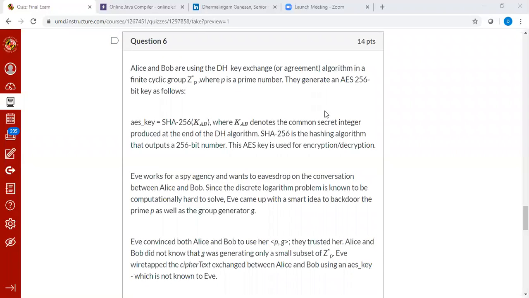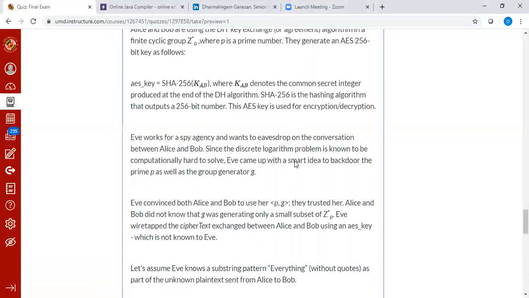They generate an AES 256-bit key as follows. They use the SHA function, which is basically SHA-256 in this case. The input argument to the SHA function is the key that was derived using the DH algorithm. The KAB is the common secret Alice and Bob will arrive at when they properly use the DH key exchange algorithm. All right.